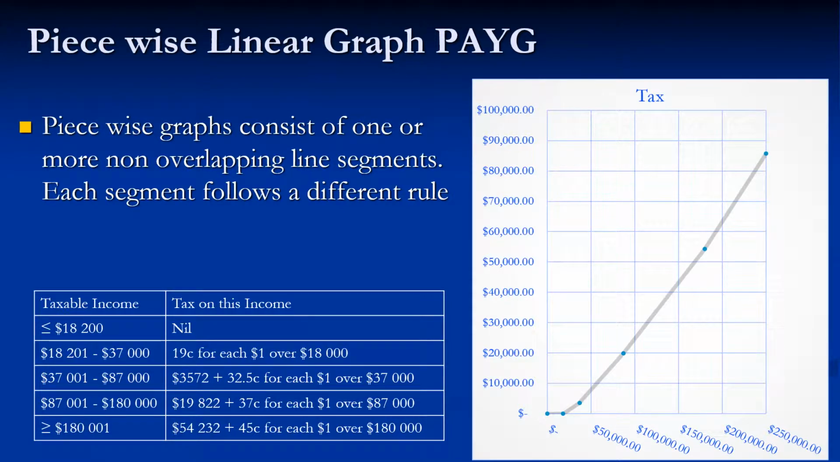Now, as I said, we did this for pay-as-you-go tax. So that's your income tax in Australia. So we can have a look at our different rates. So for $18,200, you get no tax at all. But after $18,200 to $37,000, you get charged at 19 cents per dollar over $18,200. So that's a gentle line represented here. That has a gradient of 0.19.